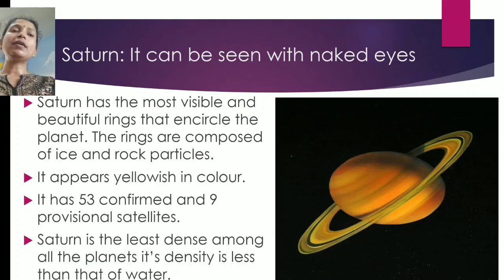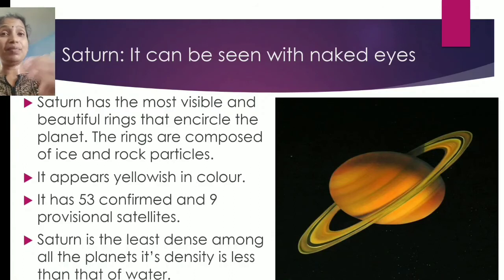Some are saying that when planets were forming, the particles around them were not able to collect into the planet's mass. After the planet formed, those particles formed the ring around the planet. It appears yellowish in color. It has 53 confirmed and 9 provisional satellites. So 53 are confirmed and some are still being formed.